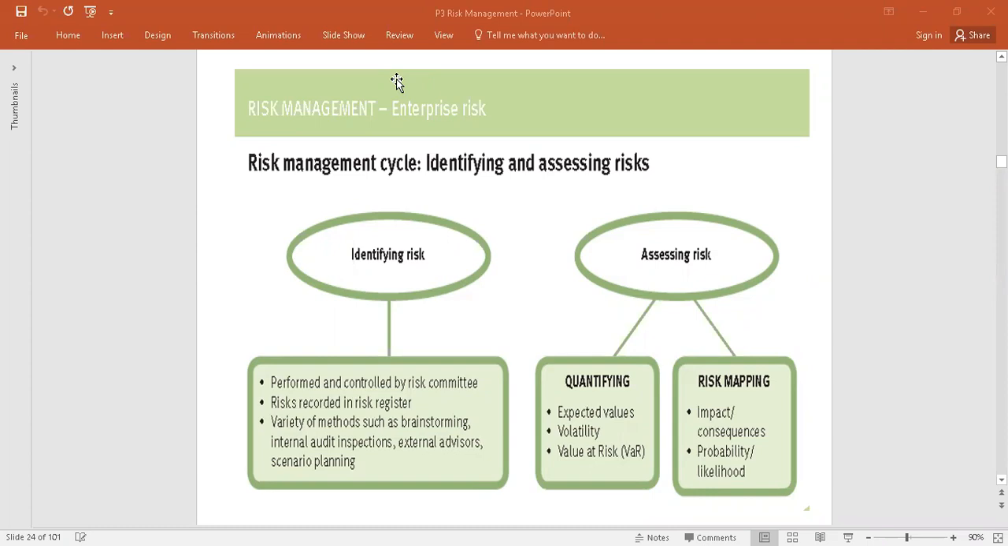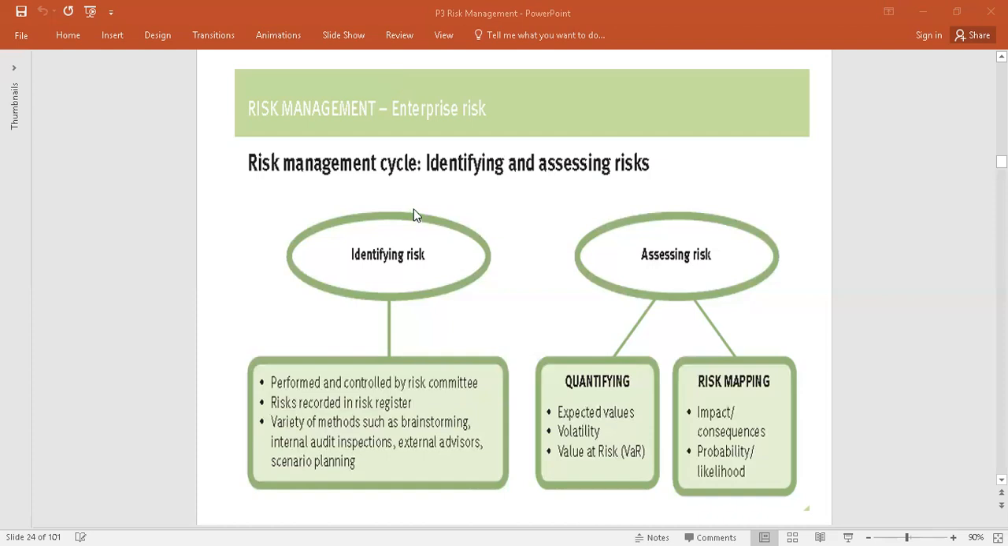The risk register has the details of all those events, on account of the happening of which the business faces some monetary loss. So risks are recorded in risk registers. There are different methods to deal with these risks that are also accounted for or mentioned there, a variety of methods such as brainstorming, internal audit, inspections, external advisors, scenario planning, etc. The first step is to identify what the risks are. And then after identifying, the risks are quantified.